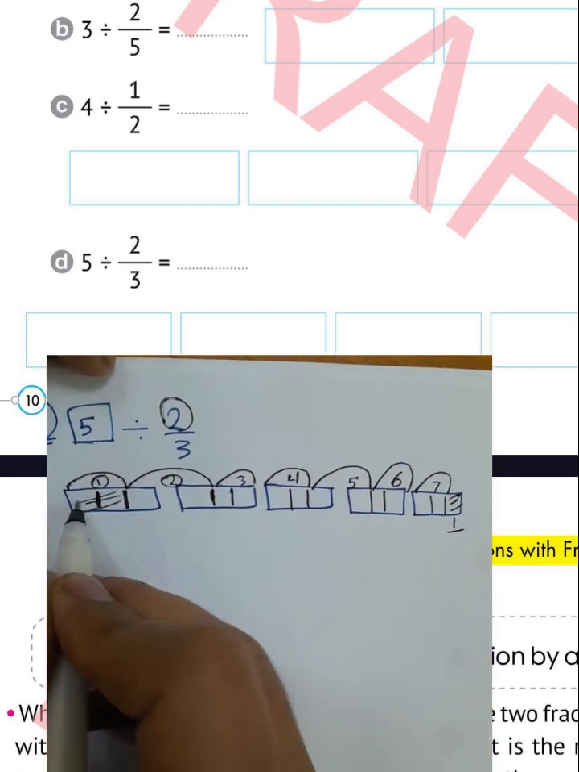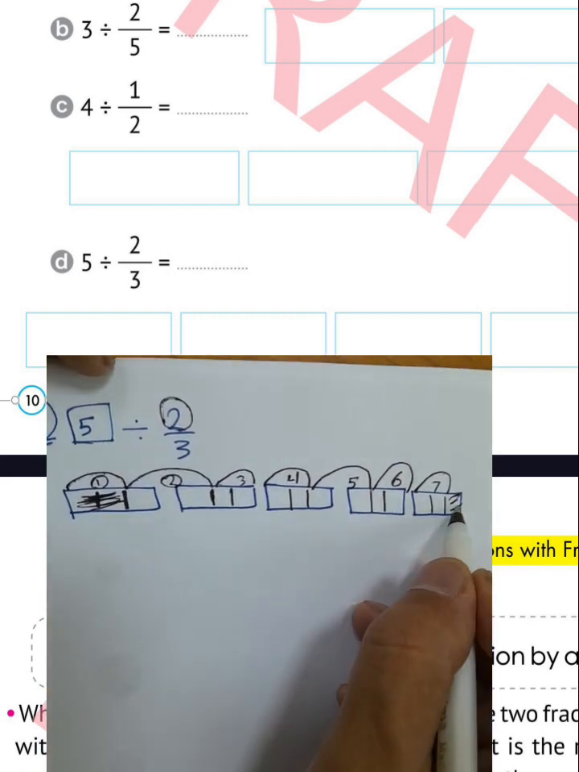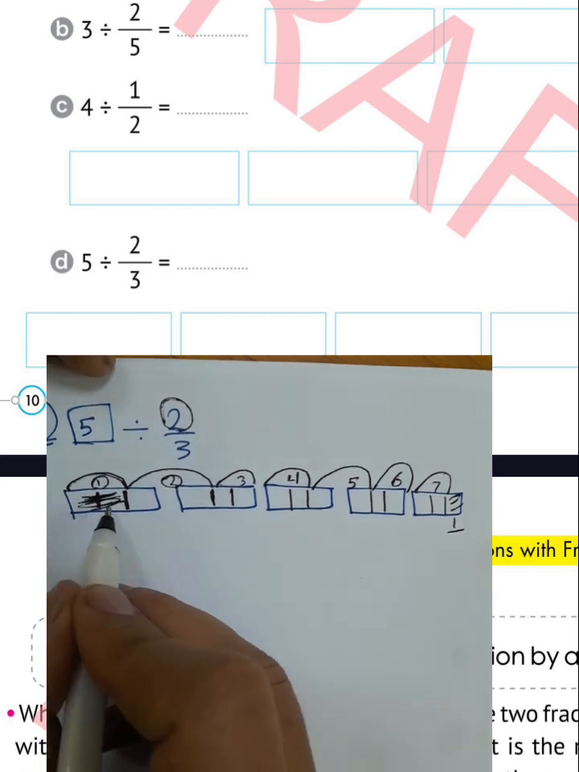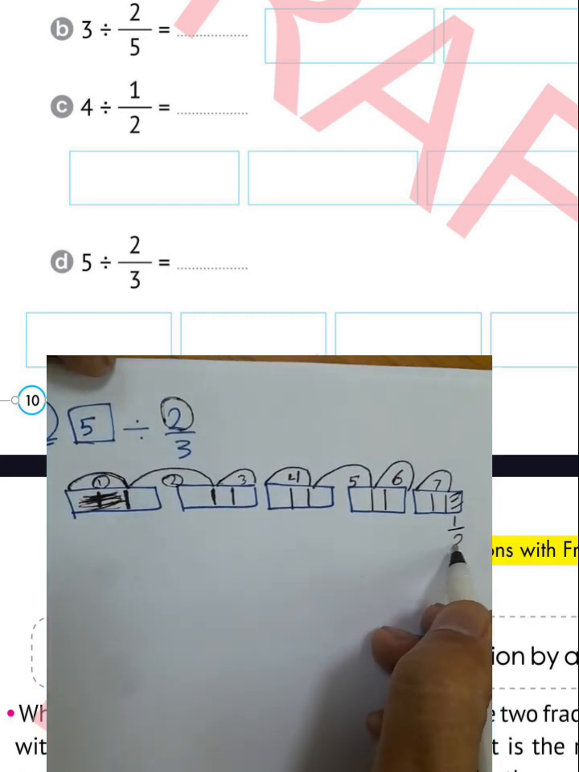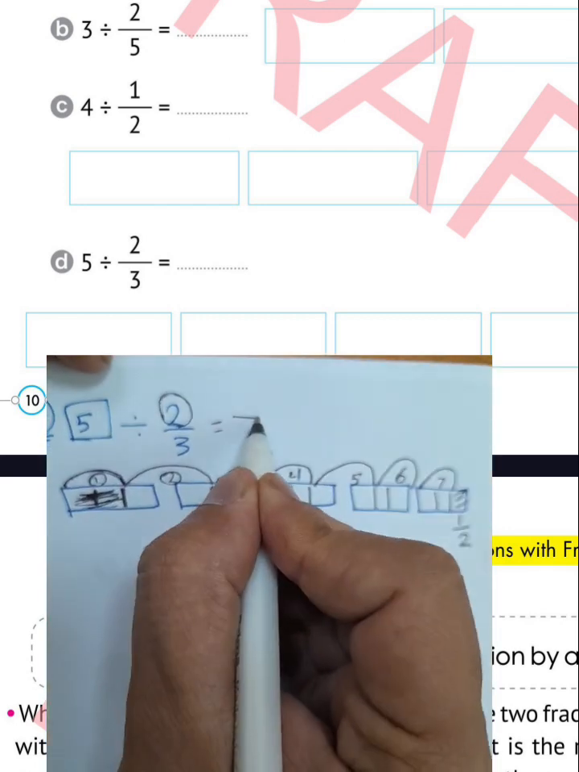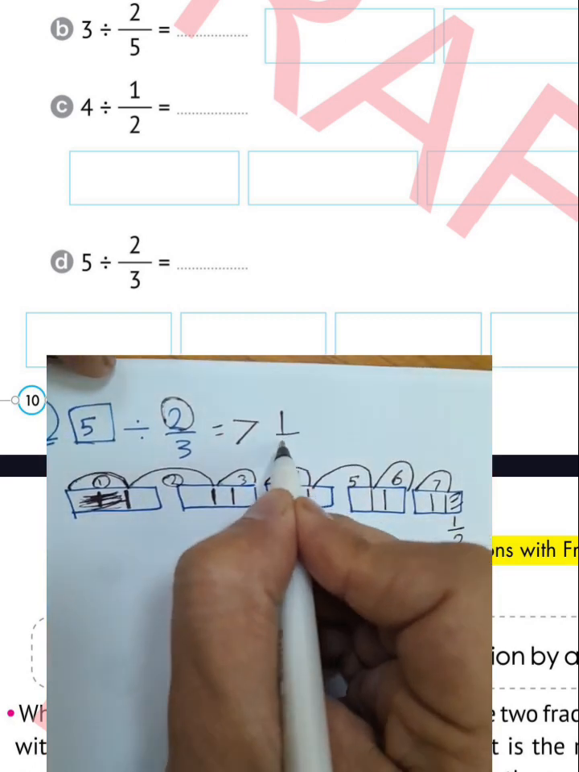How many parts in each group? 2 parts. 1 over 2. Because each group contains two elements. 1 over 2. Then we have 7 outside and 1 over 2.